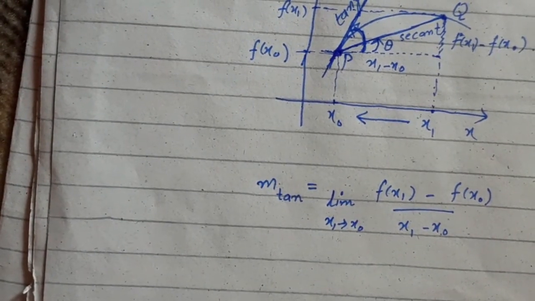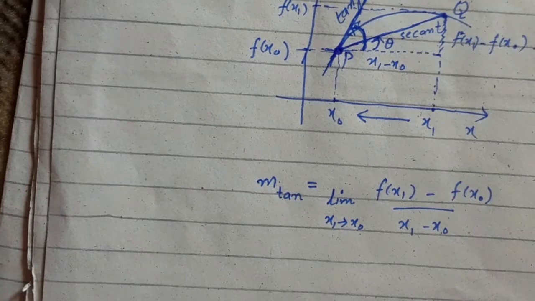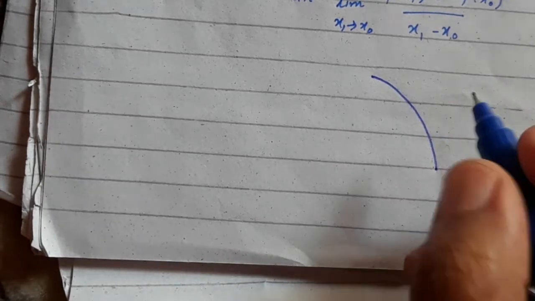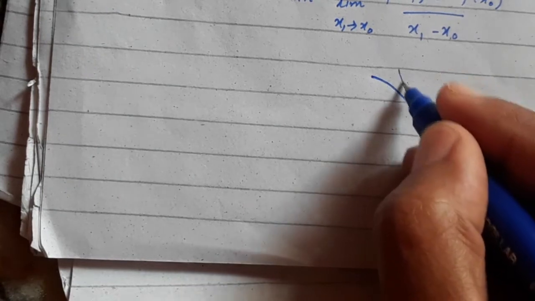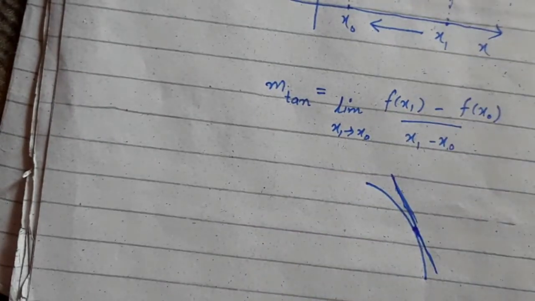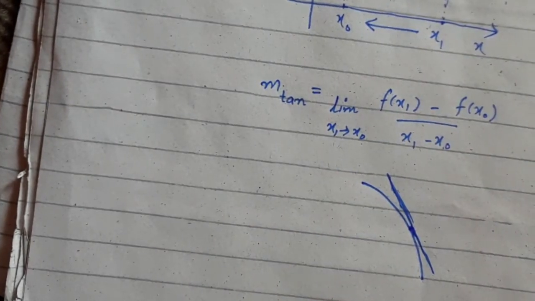So this was basically the definition of a tangent line. What exactly is a tangent? Usually we are taught in junior classes that a tangent is defined as a straight line which touches an arc or a circle at one and only one point externally. This is not the exact definition. The exact definition is that a tangent is the limiting case of a secant line, right?